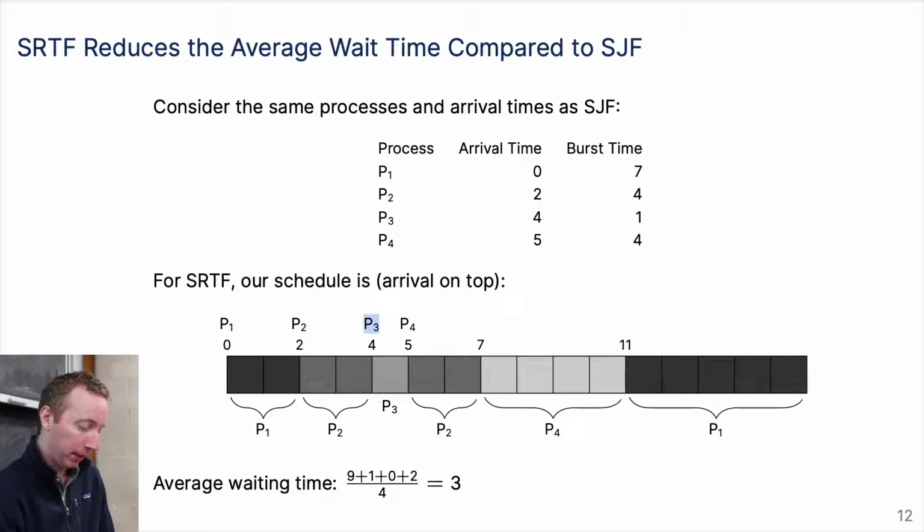So P3 came in at t equals 4. And at this time, we had P1 and P2 that had some time left. So P1 came in here and had 7 time units and then executed for 2. So it still has 5 time units left it needs to execute. Then P2 came in, it had 4 time units it needs to execute, which is shorter than 5. So we scheduled it. So it ran for 2 time units. So now it has 2 time units left, and then when P3 came in, it only needs 1 time unit to run, which is shorter than all of them, so it just schedules it immediately.